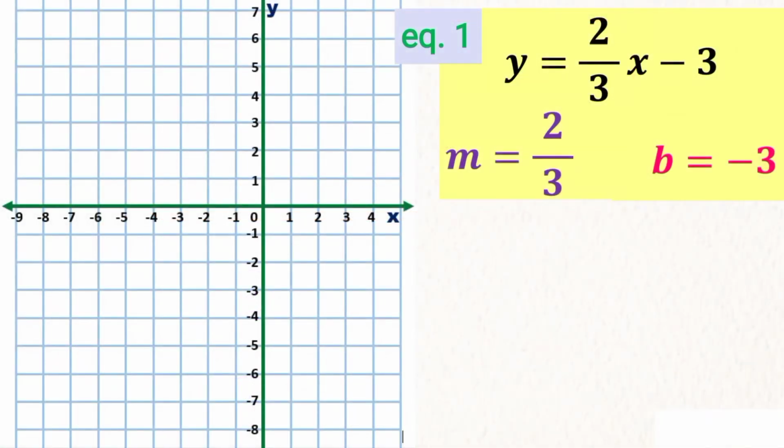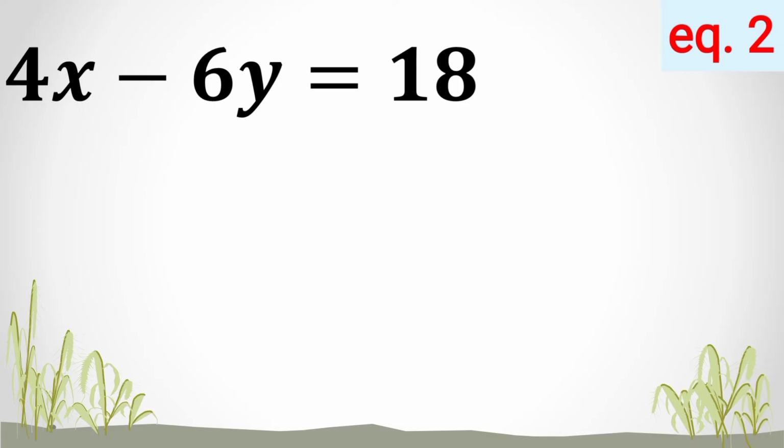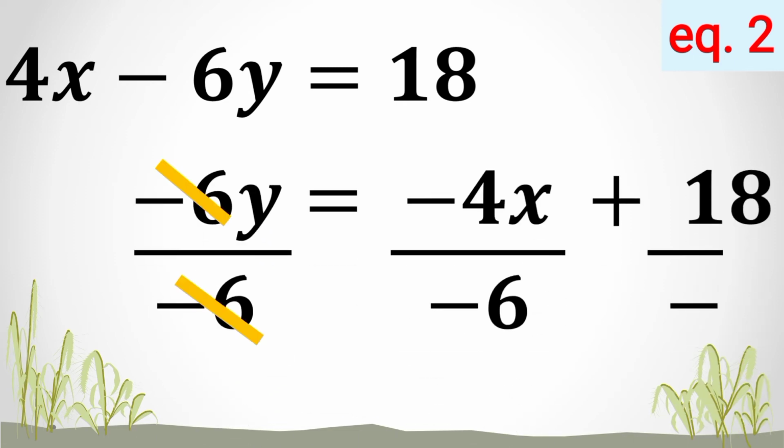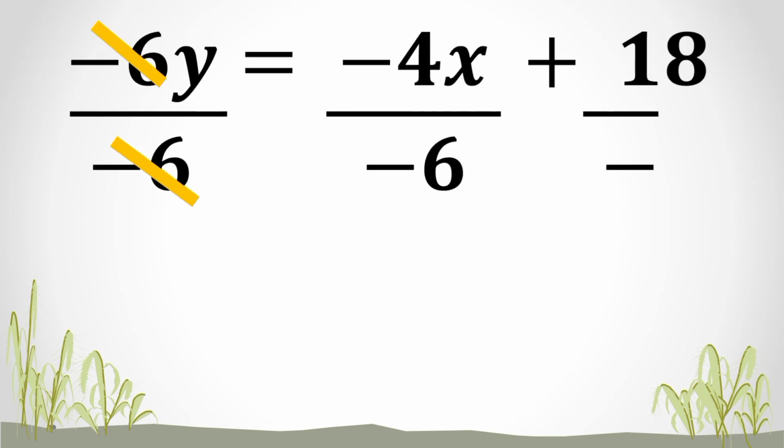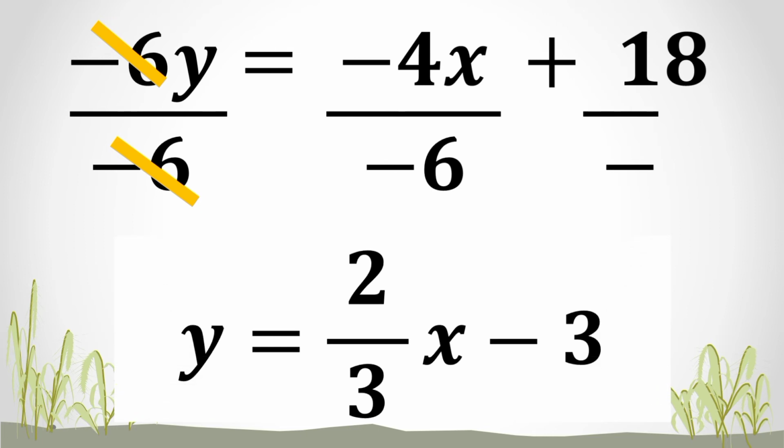So graphing to our Cartesian plane, the y-intercept is -3 and we need to count 2 units rise and 3 units run. This is the second point connecting to one another. This is the graph. So let's proceed to equation number 2. Same process. This standard form of linear equation will be transformed into slope-intercept form. So we divide everything by negative 6. So our equation here is y equals 2/3 x minus 3.